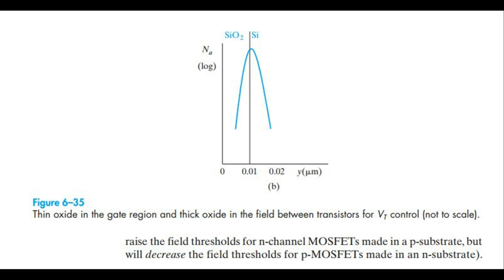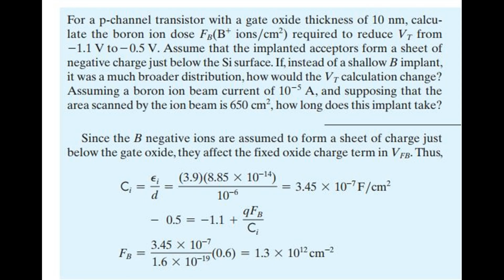For a p-channel transistor with a gate oxide thickness of 10 nanometers, calculate the boron ion dose Fb, B+ ions per square centimeter, required to reduce threshold voltage from -1.1 V to 0.5 volts. Assume that the implanted acceptors form a sheet of negative charge just below the silicon surface. If, instead of a shallow boron implant, it was a much broader distribution, how would the threshold voltage calculation change? Assuming a boron ion beam current of 10 to 5 amperes, and supposing that the area scanned by the ion beam is 650 square centimeters, how long does this implant take?